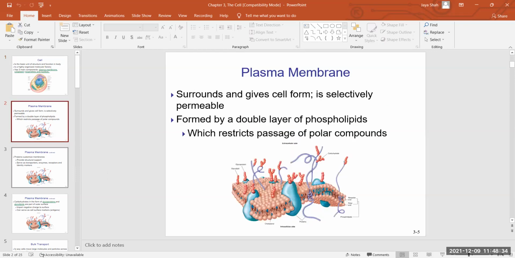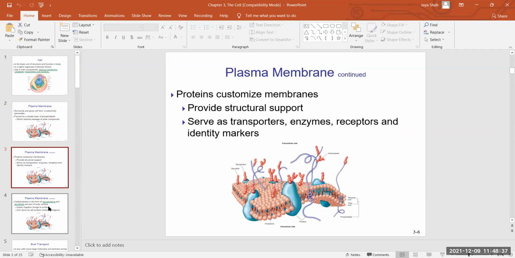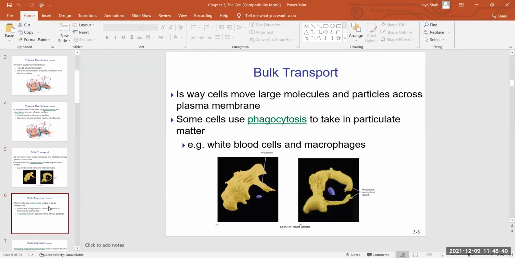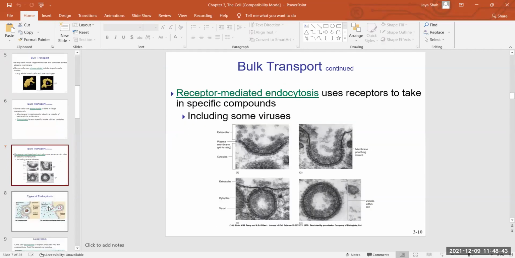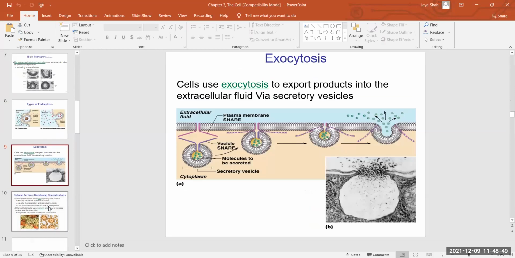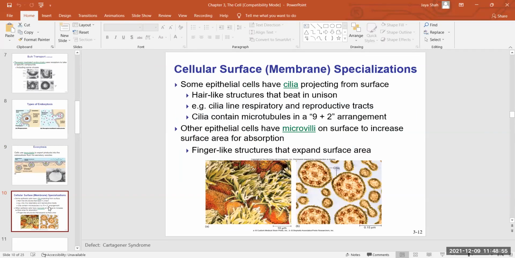So the phospholipid bilayer and other components of the plasma membrane, bulk transport, endocytosis, pinocytosis, receptor-mediated endocytosis, and how they are different from each other. Exocytosis, some examples. Cellular surface membrane specialization. What is the difference between cilia and microvilli, and what is the 9+2 arrangement? And if there is a defect of cilia, that is called Kartagener syndrome, and how that happens.